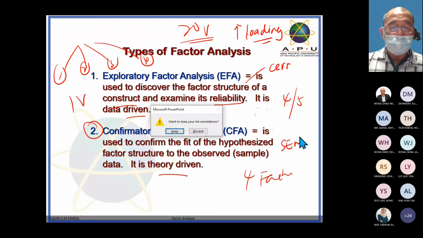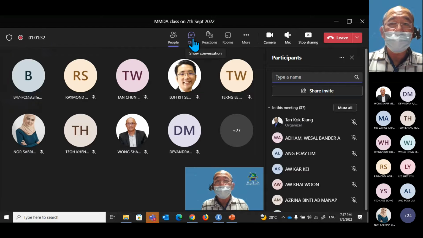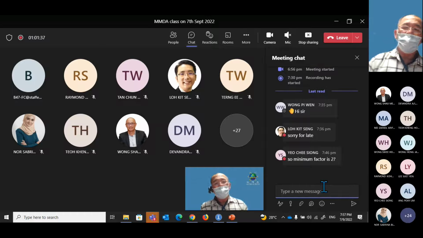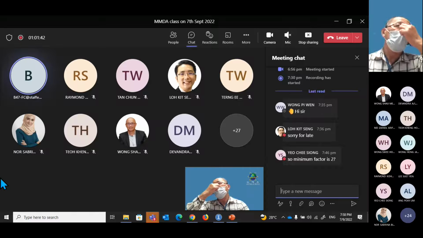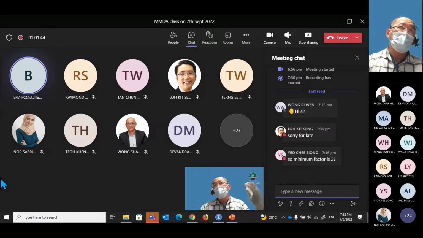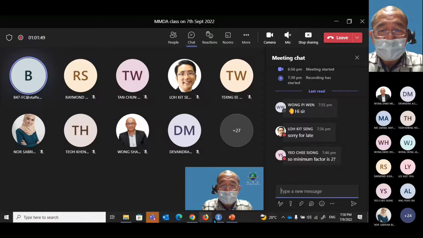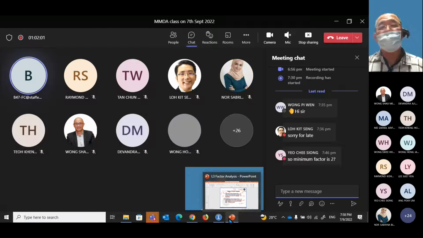If no question, now we see. Of course, the minimum must be 2, but sometimes the output gives us only 1, if you have fewer variables. In practice, normally more. It cannot be only 1 or 2. There should be more, meaning you should have more variables, and then you may have 4 or 5 factors.